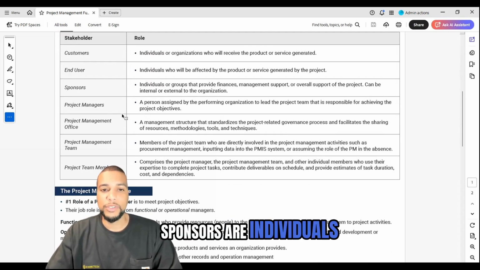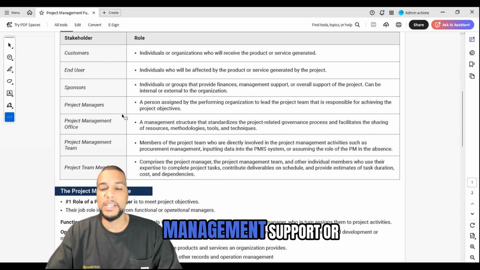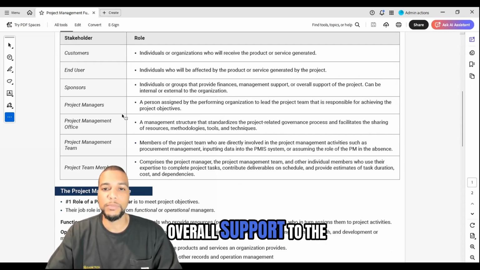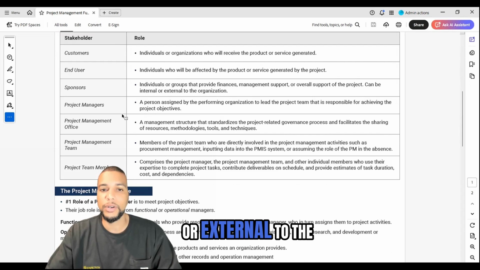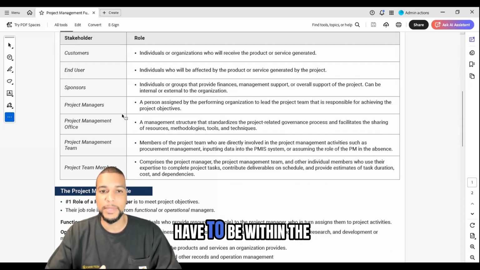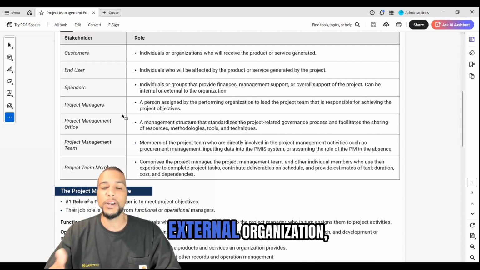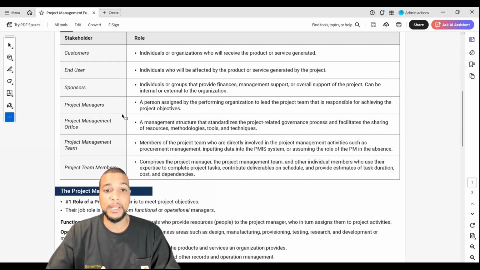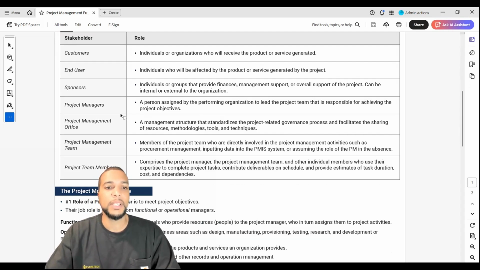Sponsors are individuals or groups that provide finances, management support, or overall support to the project. And they can be internal or external to the organization. So a sponsor doesn't have to be within the organization. They could be an external organization like a government organization that sponsors that activity.